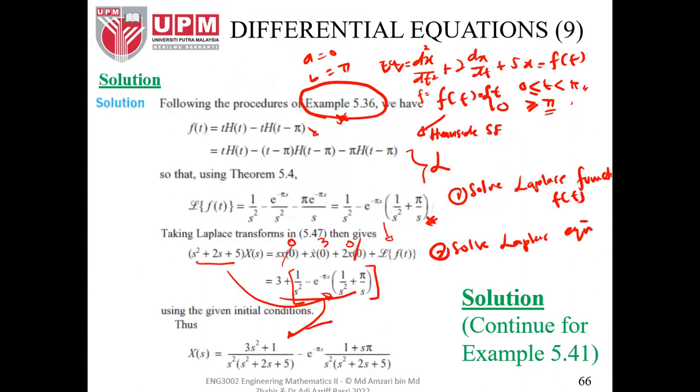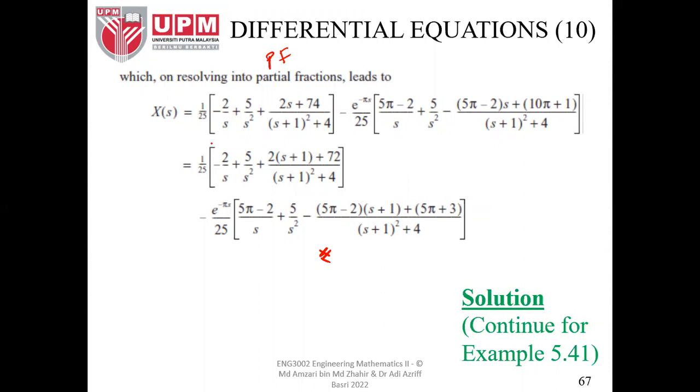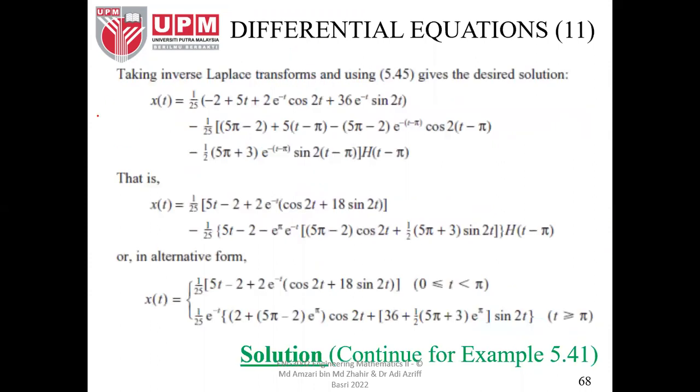Okay, first step is solve the Laplace transform of the function. Second, solve the Laplace of the equation. The third, I can call it partial fraction. The fourth one you need to do is inversion, from X(s) to x(t). So when you invert this one, you will get 1 over 2 minus 2 plus 5t plus 2 exponent negative t cos 2t plus 36 exponent t sine 2t, minus this one. Refresh from your previous lecture. So you get this one, and it can be simplified. So you will get this function.